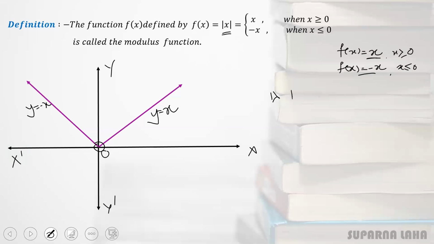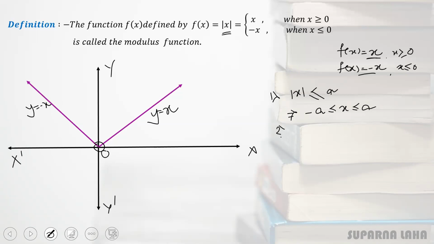First of all, mod x is less than or equal to some quantity. Suppose take a. What do you mean by this one? This means minus a is less than or equal to x, which is less than or equal to a. That is, x belongs to the interval between minus a and a.